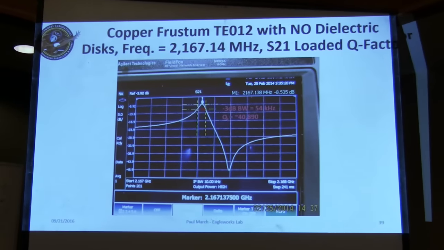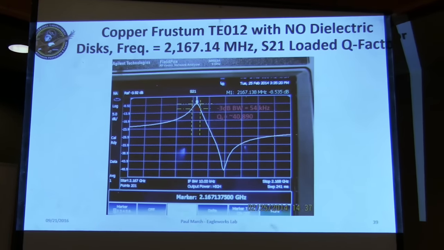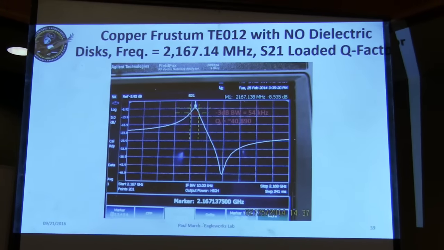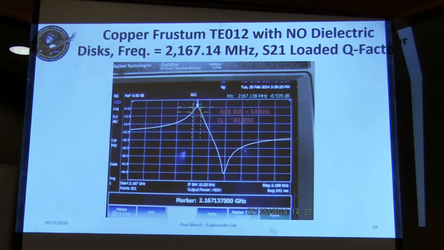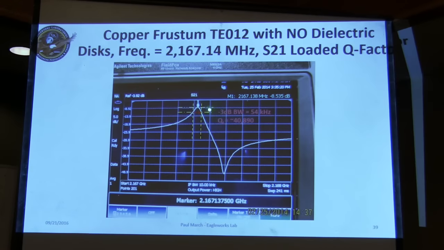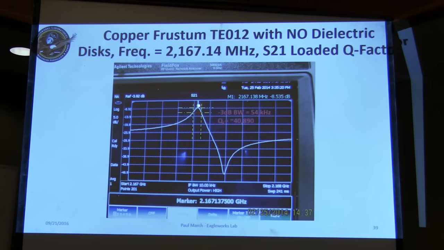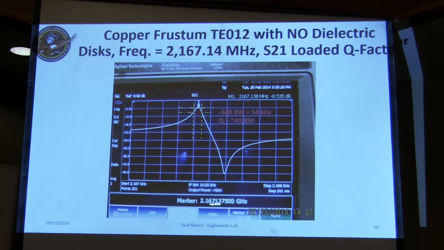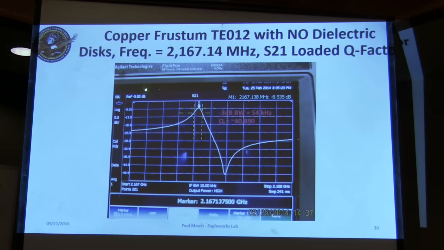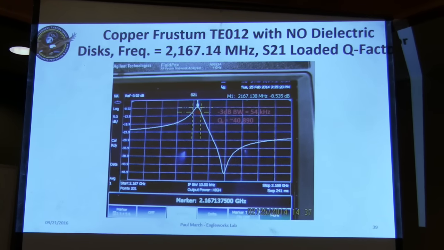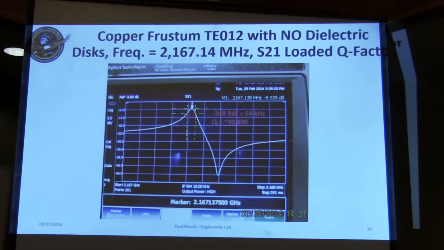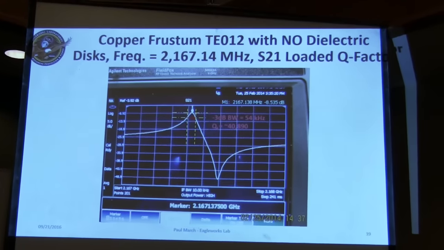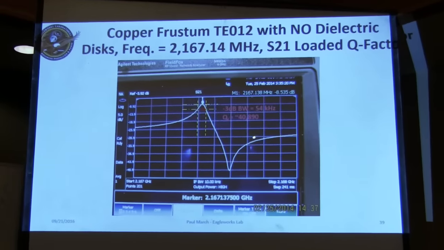This is how I measure the quality factor of the cavity. You take an S21 plot on a vector network analyzer, go down minus 3 dB from the peak, and measure the bandwidth accordingly. Again, frequency on the x-axis, and basically signal strength on the y-axis. And this was for the 2167 megahertz mode; the quality factor of our copper cavity was 40,890.